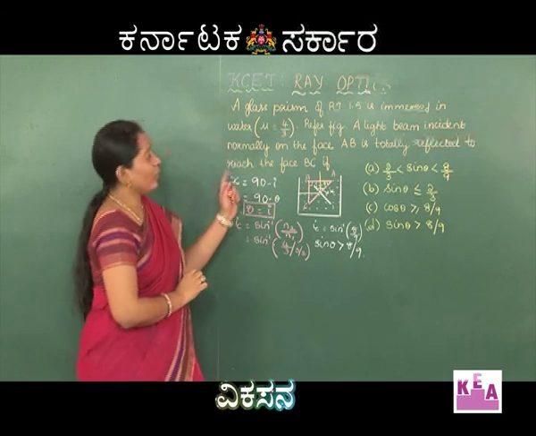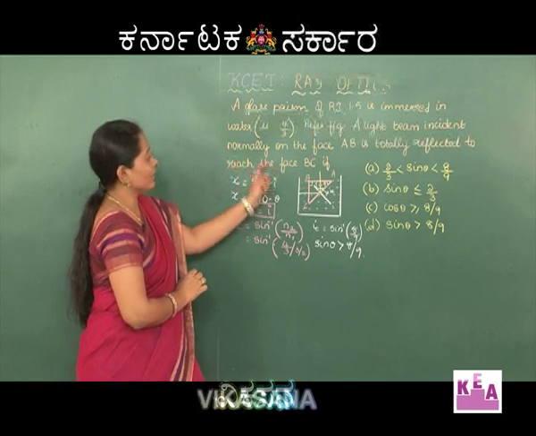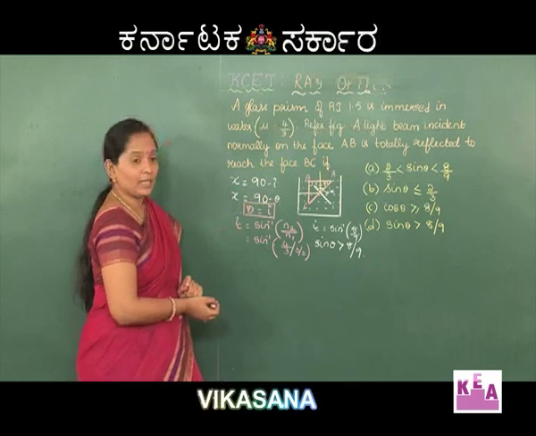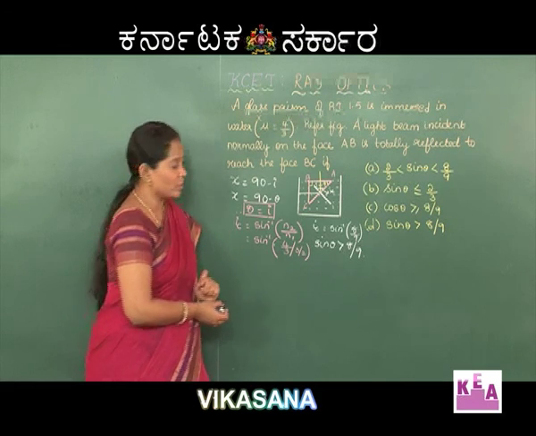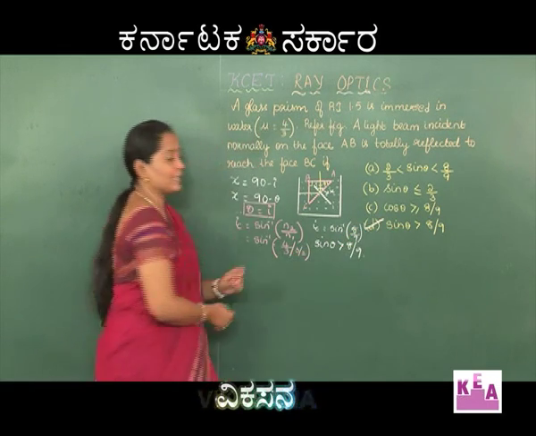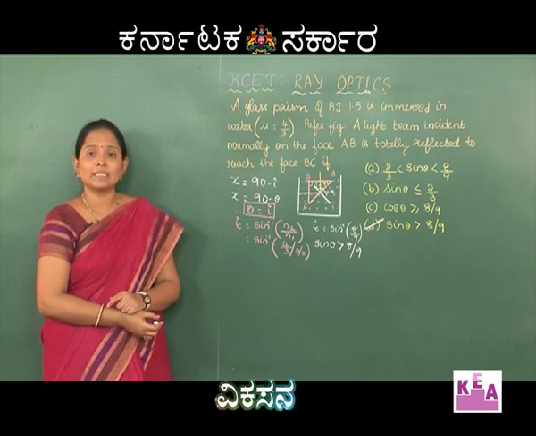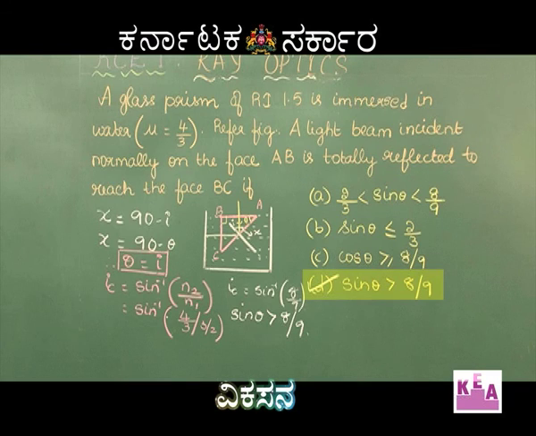So therefore, if it has to be totally reflected to reach the face BC, the correct option for this question will be option D, that is sin theta is greater than 8/9.